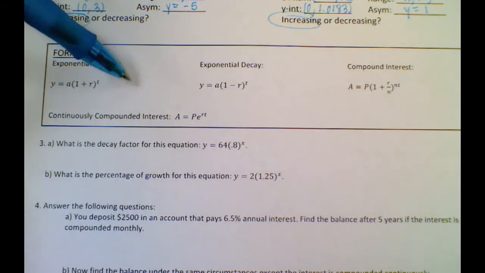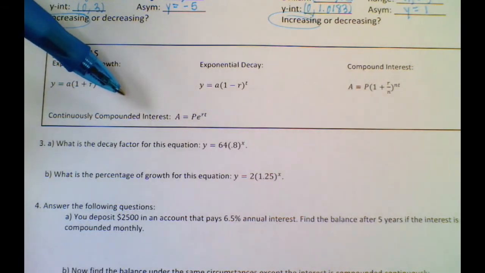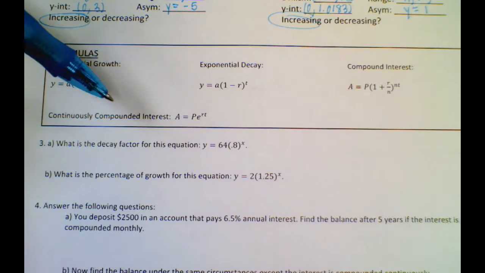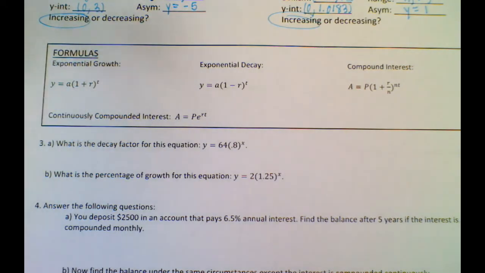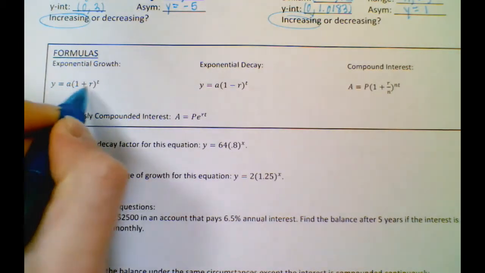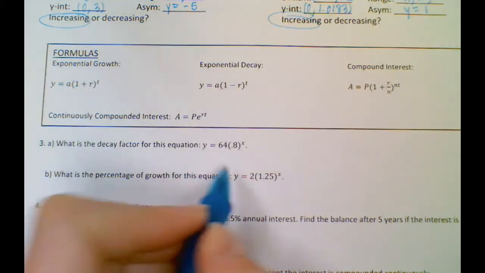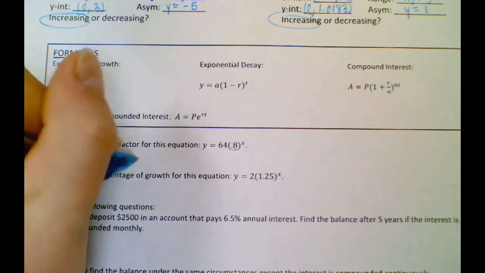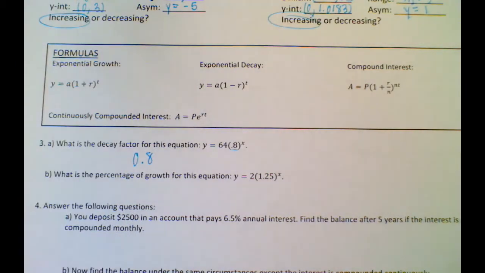Remember, we will give you these formulas, but you have to know when to use them and how to use them. So number 3 says, what is the decay factor for this equation? Remember, the decay factor is this 1 plus r or the 1 minus r term. So here it's this 0.8. What is the percentage of growth for this equation?